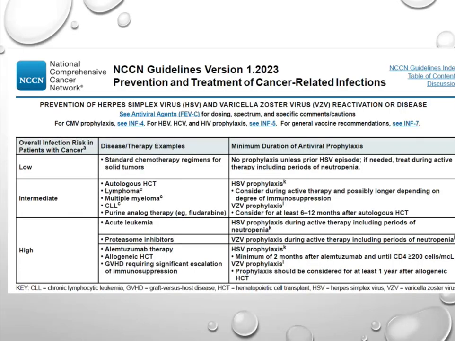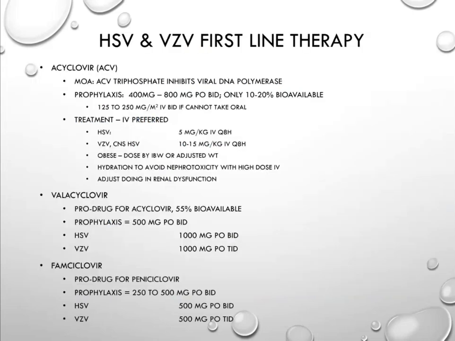All right, so obviously we're all very familiar with herpes simplex virus and varicella zoster virus. Just to quickly go through these, right? Acyclovir: mechanism of action, acyclovir triphosphate inhibits viral DNA polymerase. We use it for prophylaxis in high-risk patients at 400 to 800 milligrams twice a day. We see some breakthroughs caused by the fact it's only 10 to 20% bioavailable.